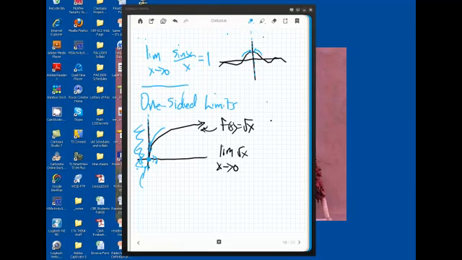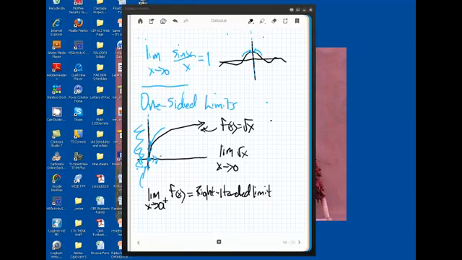And let me show you how this is written. Let me change pens. All right, so if I say the limit as x approaches a from the positive side of f of x, this is called a right-handed limit. Right-handed limit.